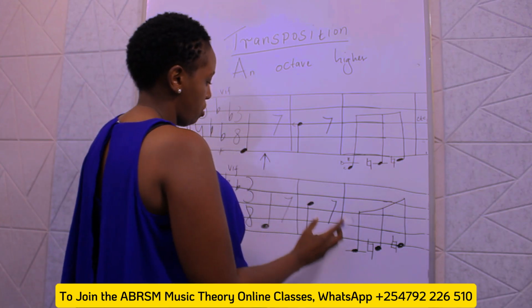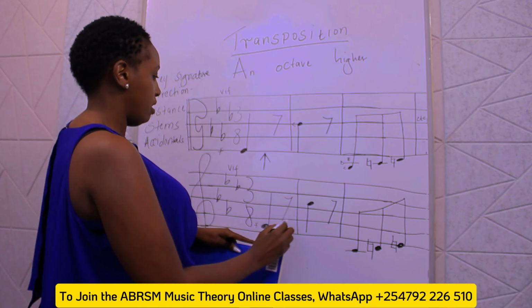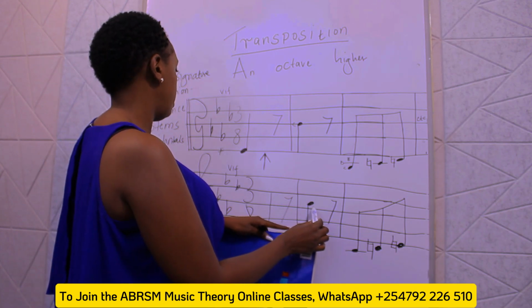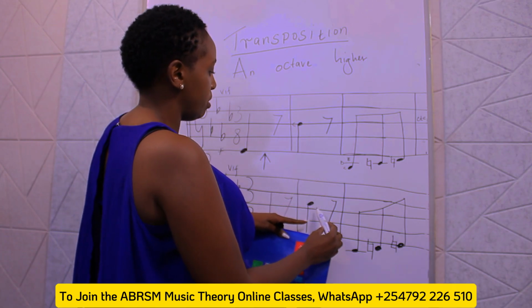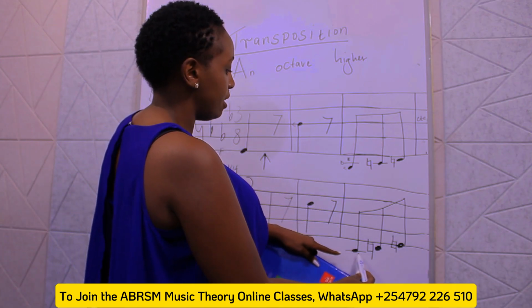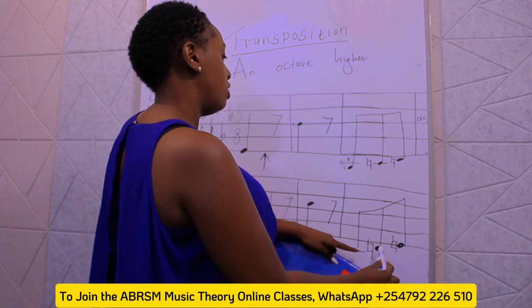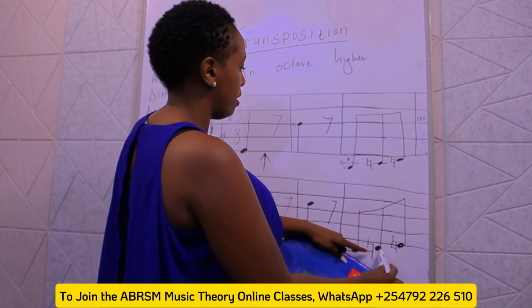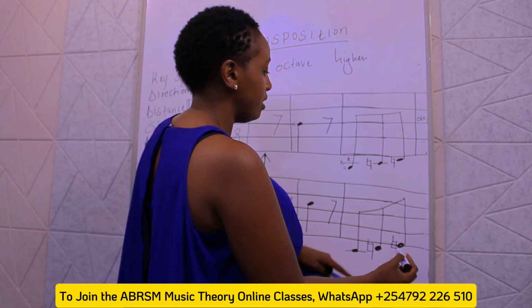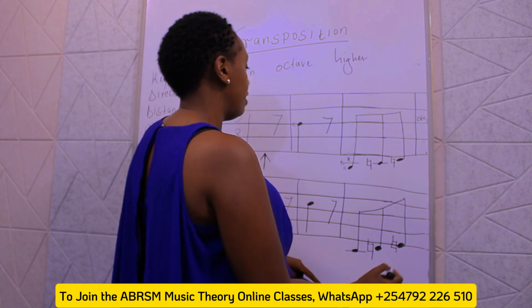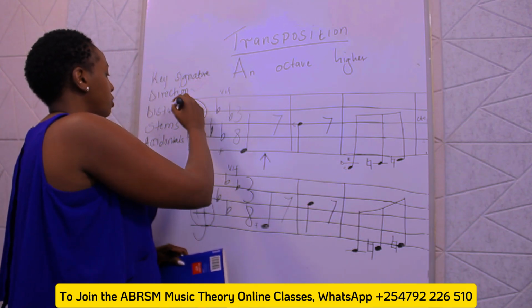So my note here, is it F? Yes, this is F. My note over here, is this C? Yes, it's a C, which is above middle C. My note here, is it a C? Yes, it's a C. Just to be sure. The note here, is it a D? Yes, it's a D. And then here, is it E? Yes, it's E. So you're good to go with the key signature, direction, distance.